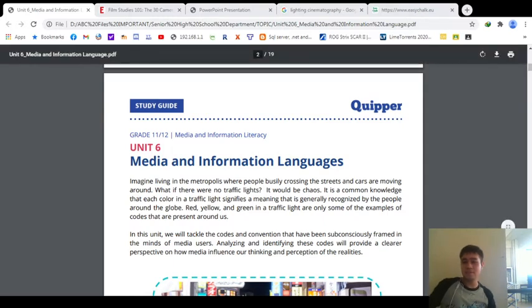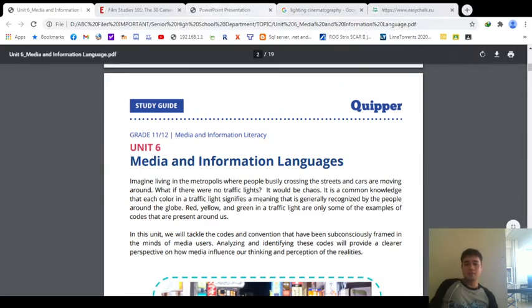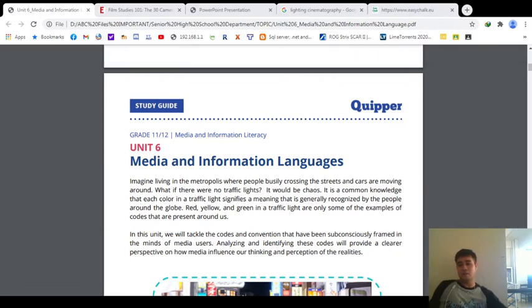Imagine living in the metropolis where people are busily crossing the streets and cars are moving around. What if there were no traffic lights? It would be chaos. It is common knowledge that each color in the traffic light signifies a meaning that is generally recognized by people around the globe. Red, yellow, and green in the traffic light are only some examples of codes that are present around us.